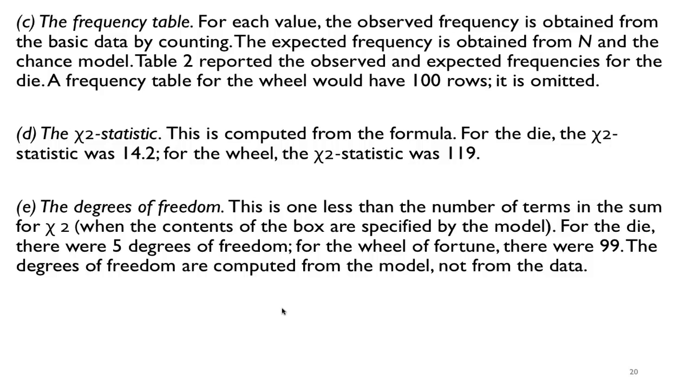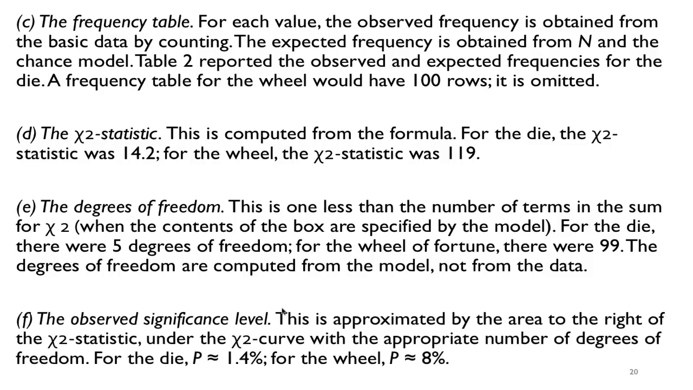So when we have that, we have the curve. This is found by looking at the table. You know the degrees of freedom, and we know the chi-square statistic. We can find the p-value. And once we know the p-value, for example, for the die, the p-value is 1.4%, which causes us to reject the null hypothesis. But for the wheel, the p-value is kind of marginal, 8%.